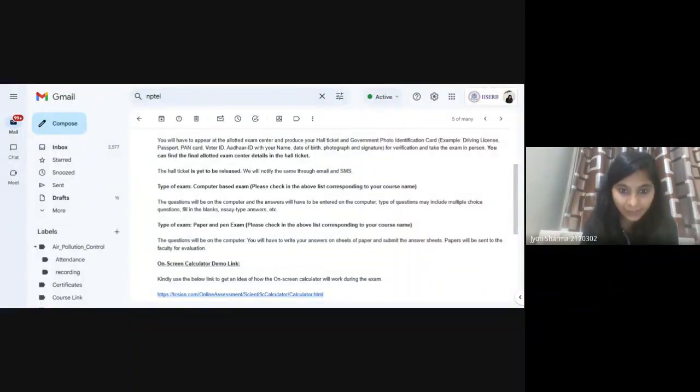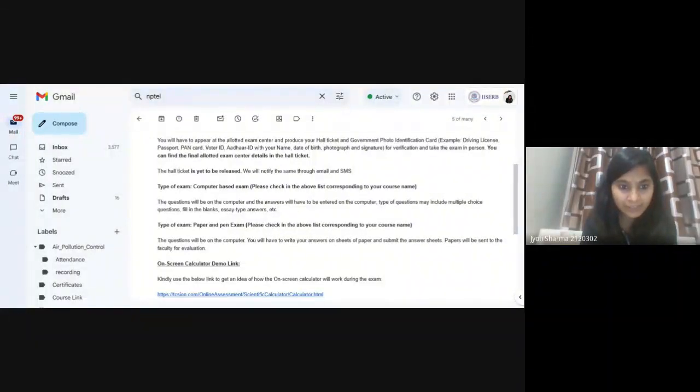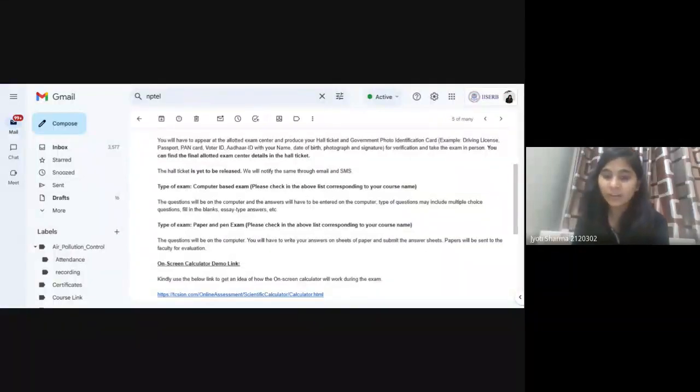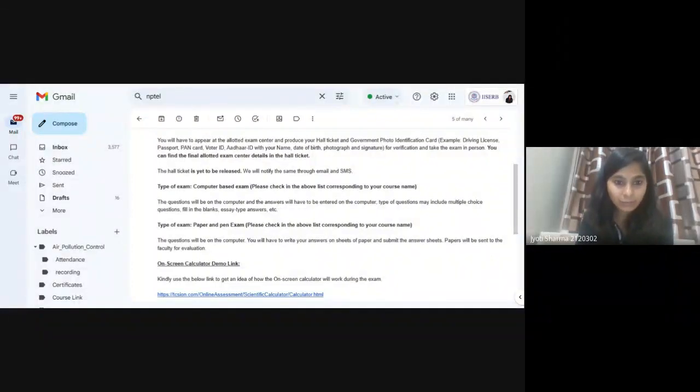Here it was written that the type of question may include MCQ, filling the blanks, and essay type answers. So if it is essay type answer, then I don't think that only MCQs will be here. I don't know, but if Alka is sure about that, because I don't know about this NPTEL exam format. But yes, I think you also got that mail, and I also. So here it is written that type of question may include MCQs, filling the blanks, and essay type answer.